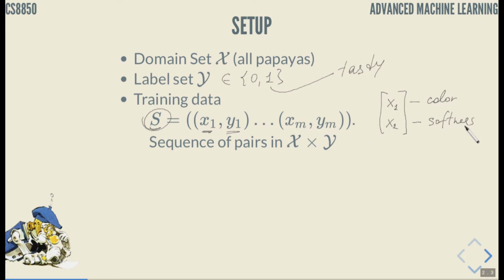So we have that, and as you see, the set is a Cartesian product of the set of all papayas, and the possible set S, or complete set S, will be the Cartesian product of the domain and the label set. Okay.